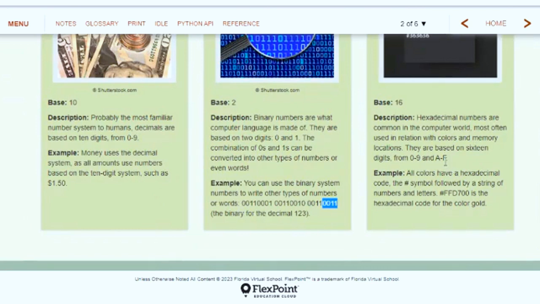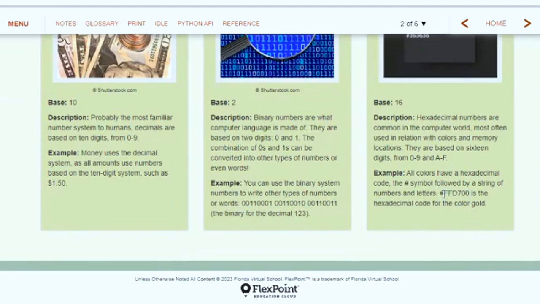Hexadecimal numbers are the most common in the computer world. They're used for colors and memory locations. So sometimes if you look at code, you'll see a color, and it'll have something like A6F201, and you're like, what? That's hexadecimal, telling the computer what color. It uses 0 to 9 and A through F. So all colors have a hexadecimal code. Like hashtag FFD700 is the hexadecimal code for the color gold.